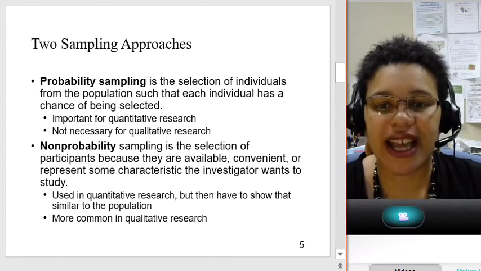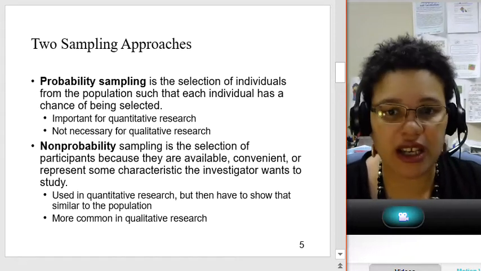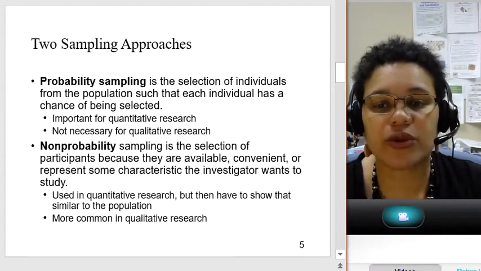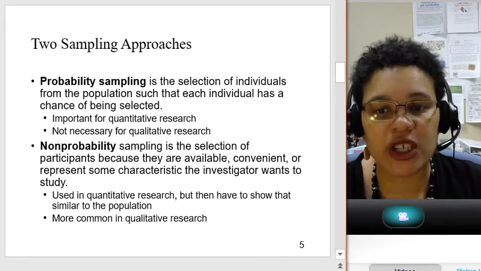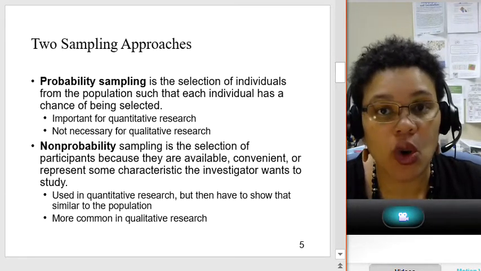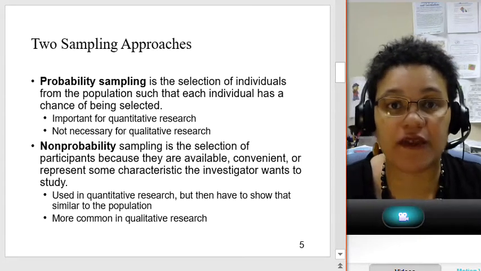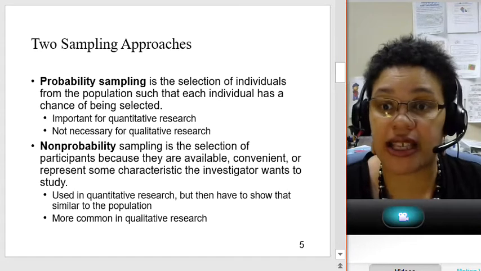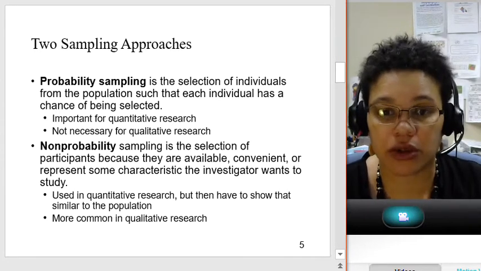Non-probability sampling is the selection of participants because they are available, because they're convenient, or they represent some characteristic that the investigator wants to study. This is used in quantitative research, but then you have to show how your sample is representative of the population. That can be difficult to do, not impossible, but it can be difficult to do.